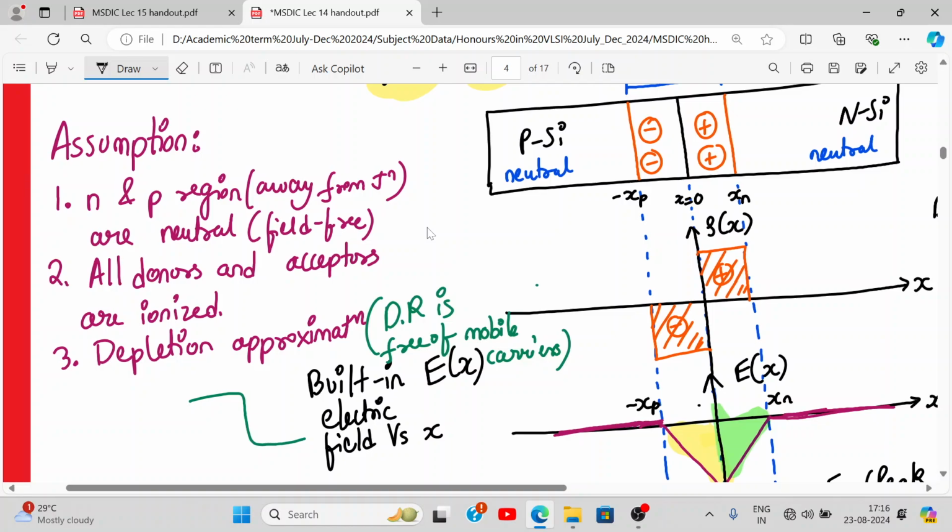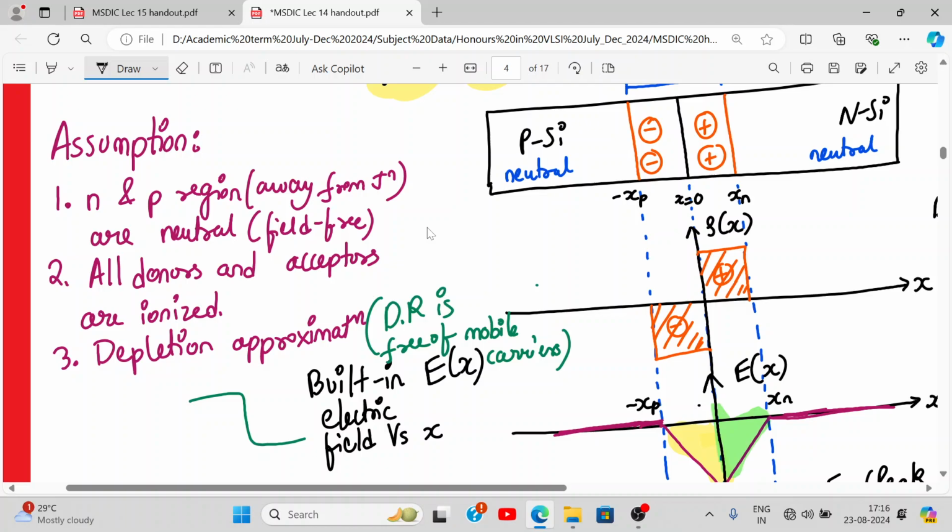So the assumption is that the P and N regions far away from the junction are neutral, field free. Electric field is not present over there. All donors and acceptors are ionized, meaning what? Every phosphorus atom will readily give away its fifth valence electron easily, and similarly boron atoms. Depletion approximation, meaning, I have not taught you the depletion approximation.